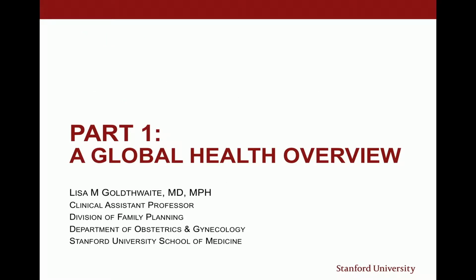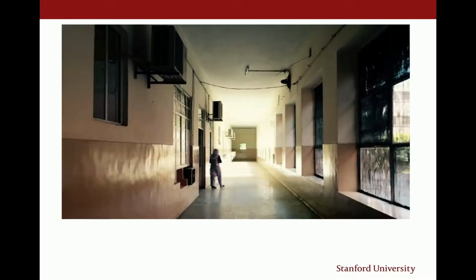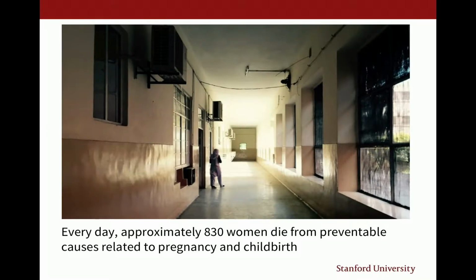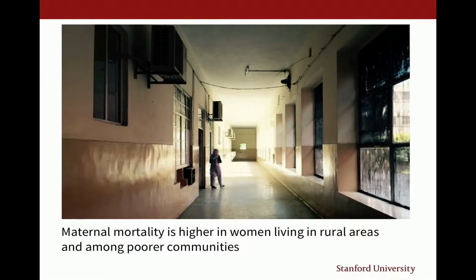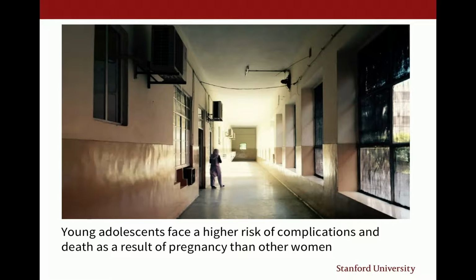All right, so we'll get started with my half, a global health overview. Every day, approximately 830 women die from preventable causes related to pregnancy and childbirth. 99% of maternal deaths occur in developing countries. Maternal mortality is higher in women living in rural areas and among poorer communities. And young and adolescent women face higher risk of complications and death as a result of pregnancy than other women.